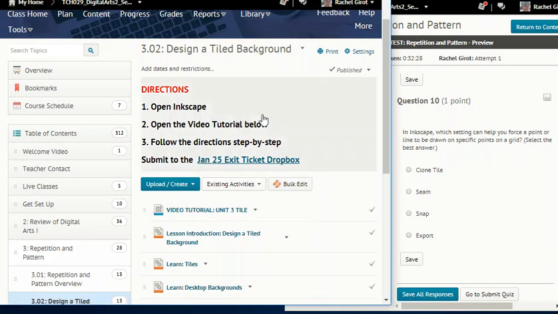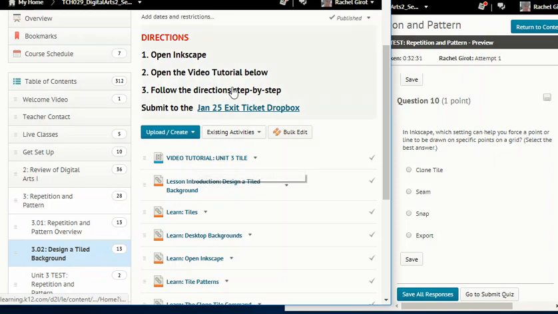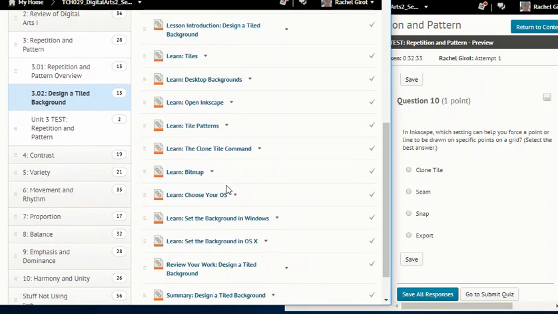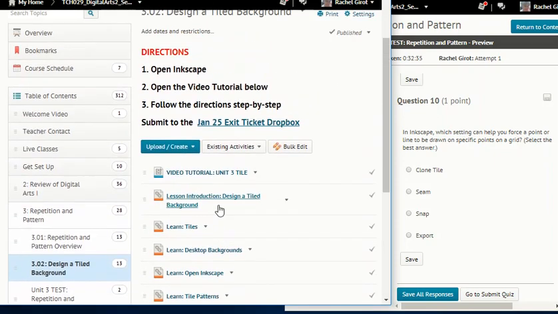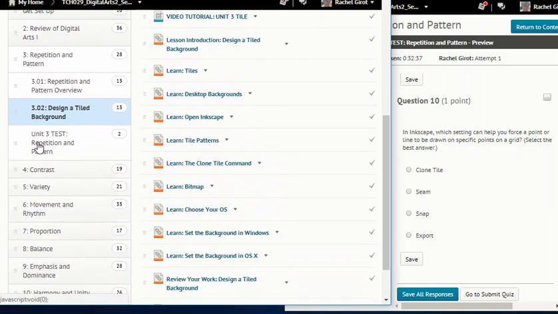In addition, if you haven't done that video, that means that you have not completed your tile that we did together in class. You need to get that tile done.